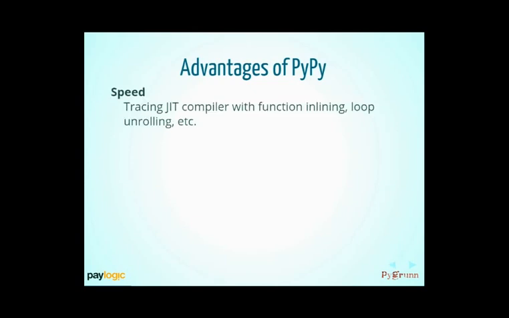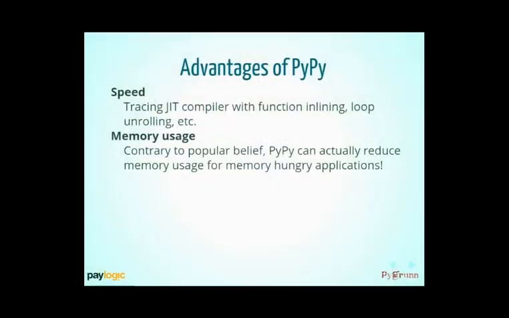And it's supposed to be fast, which it didn't used to be, but since about 5 years or so, it's actually faster than CPython. So that gives you some advantages, which is the speed, which is the main purpose of the existence of PyPy. It achieves this by providing a tracing JIT compiler, and that allows inlining of functions and loop unrolling, etc. So basically just the normal optimizations. Memory usage can actually be better in PyPy. Many people think that PyPy actually gives more memory usage, but if you have a program that uses a lot of memory, the way PyPy works can actually allow you to get less memory usage.